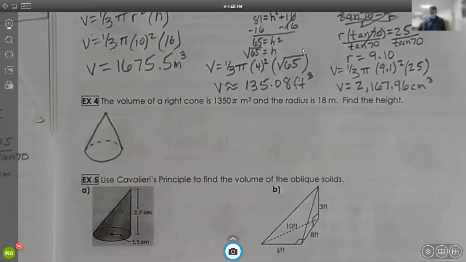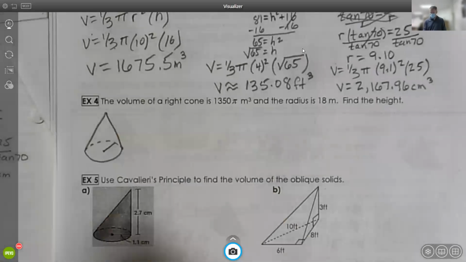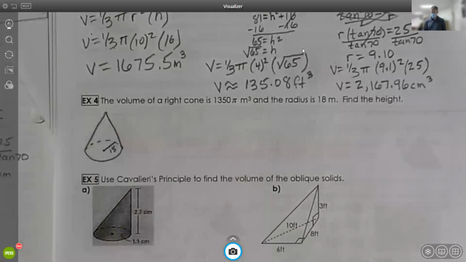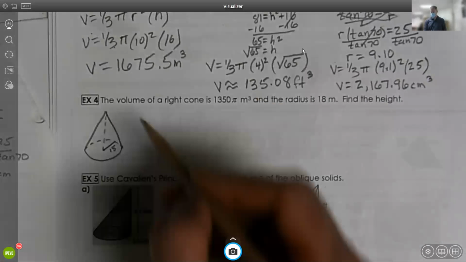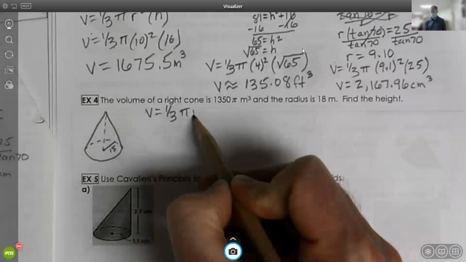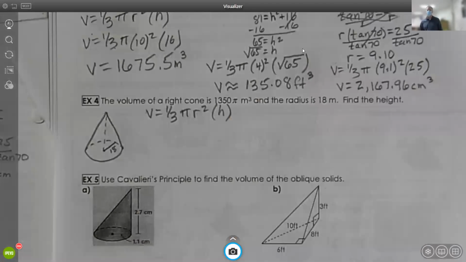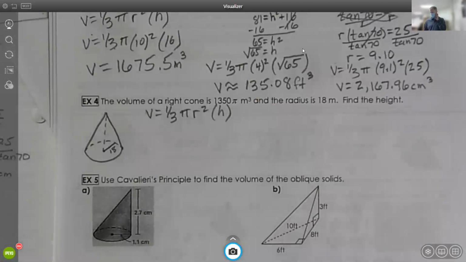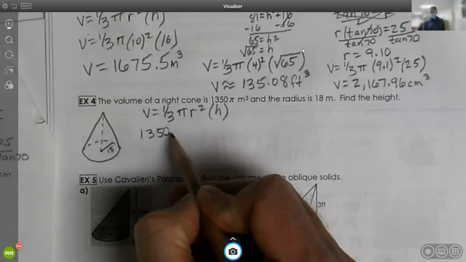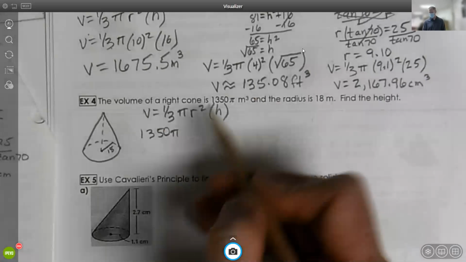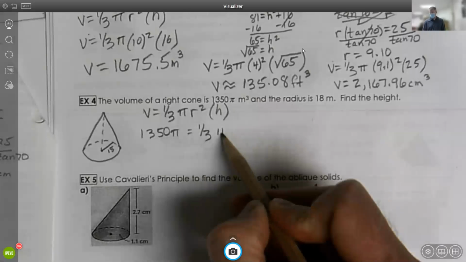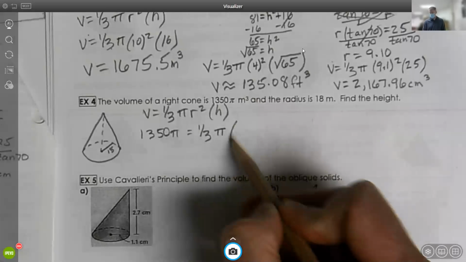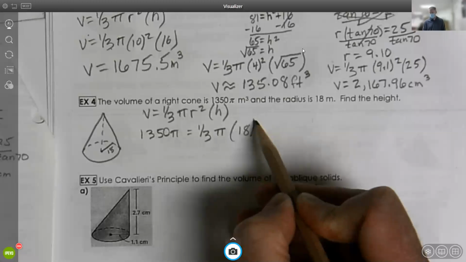We know that the radius off to the edge is 18. What we don't know is what this height is. The height is the unknown. So using our formula, the more times you write it, the more familiar you'll be with it. So volume equals 1/3 pi r squared times the height. We know what the volume is, 1,350 pi. Don't forget the pi. Equals. This is helping us have a very clean answer. Our radius was 18, and we need to square that times our height.